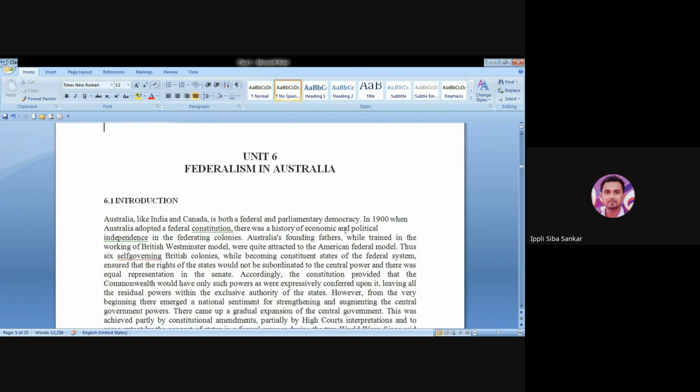We're discussing federalism. As previously discussed, federalism means there are two types of government: a state government and a central government, or a national government. There are two types of constitution: a written constitution, the constitution of a nation, and the constitution of a particular region or a state.